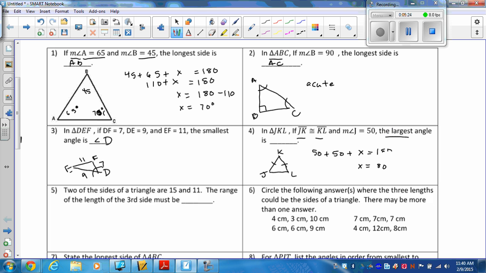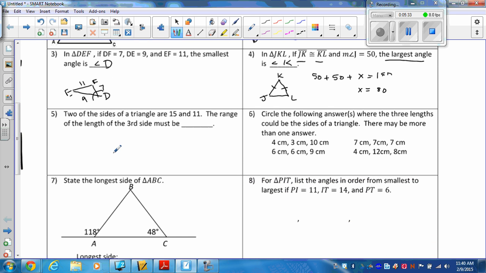Again, I'm going back to see what it's asking me because I have lots of information about this triangle with what they've given me. Number 5, two sides of a triangle are 15 and 11. The range of the length of the third side must be, 15 plus 11 is the longest that it could be. And remember that third side has to be less than that. So we'll call this third side X. And so this is 26. So that third side must be smaller than 26.